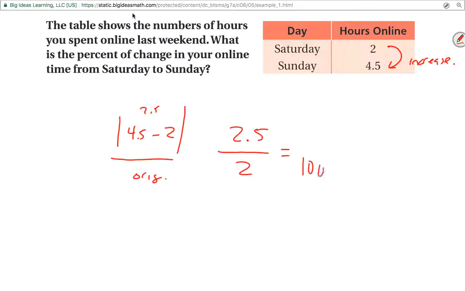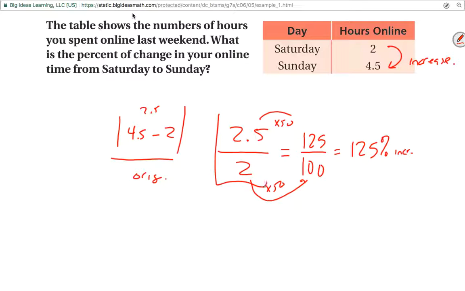Well, a percent is out of 100. Couldn't I just do 2 times 50 and get 100 and multiply this one by 50 also and get the answer? Yeah, that would work. Okay, that would end up giving you what? 2 times 50 is 100. 50 times 2.5 is 125. So that would be a 125% increase.